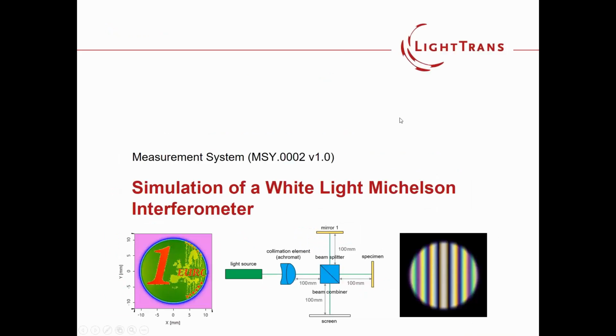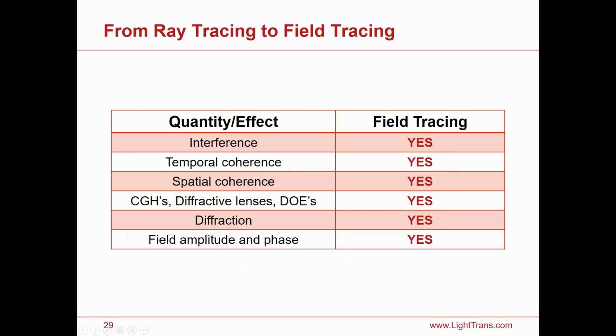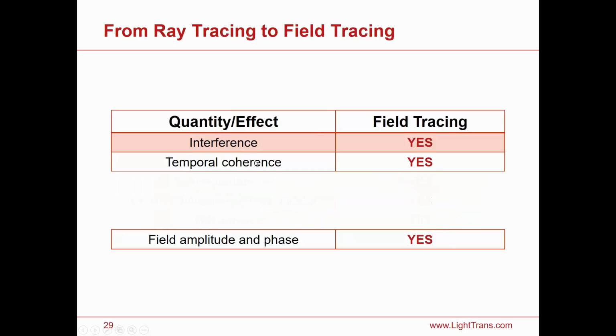So the next example I want to show you is the Michelson interferometer. And for this setup, we now use a white light source, and because of this, we want to calculate interference, but we also have to regard some coherence effects, which we want to calculate using field tracing.